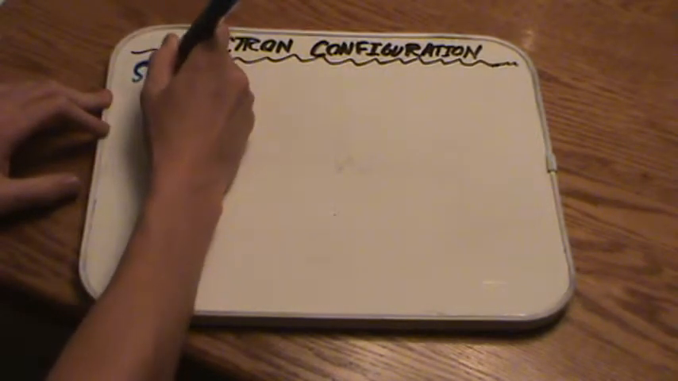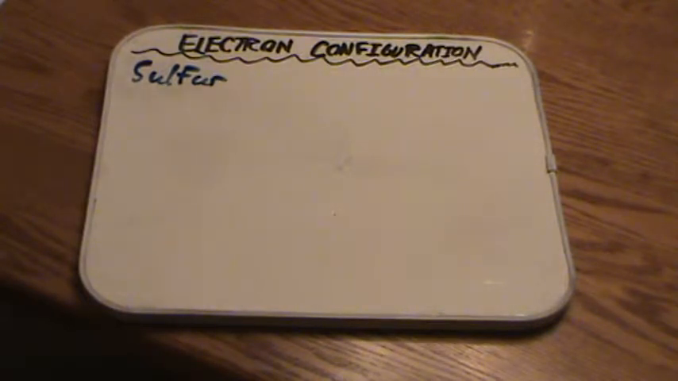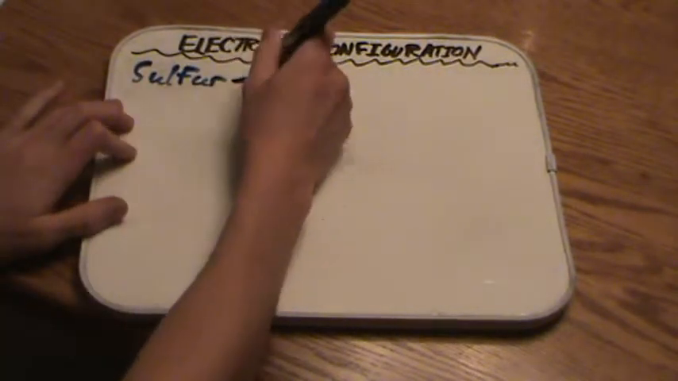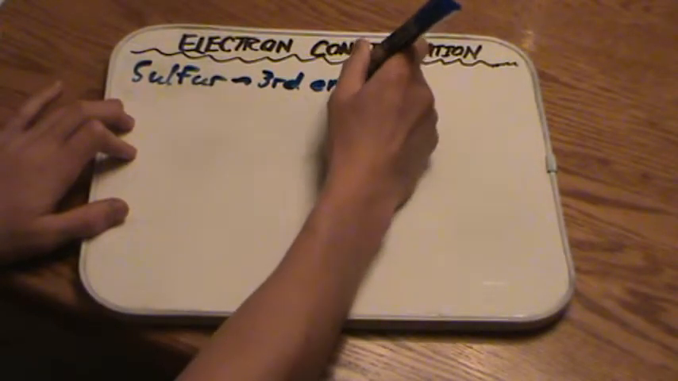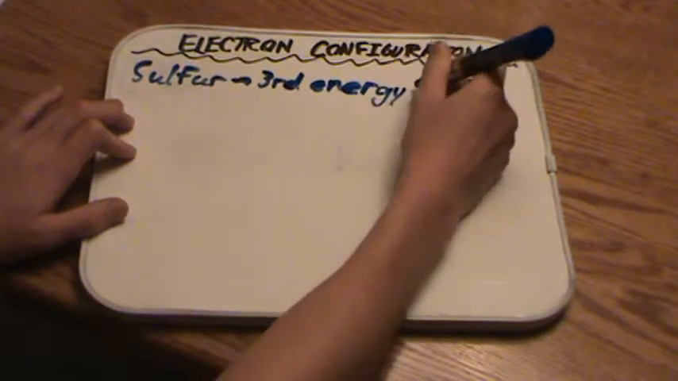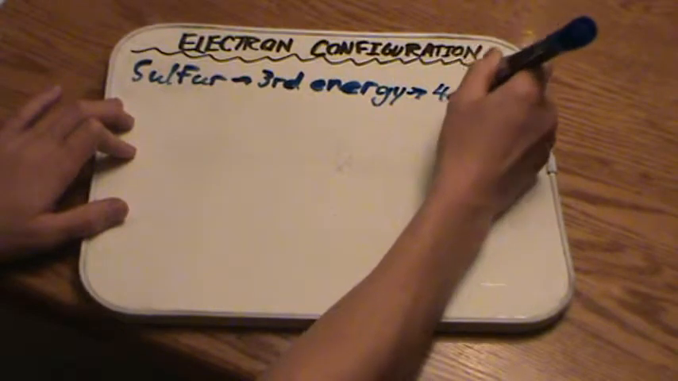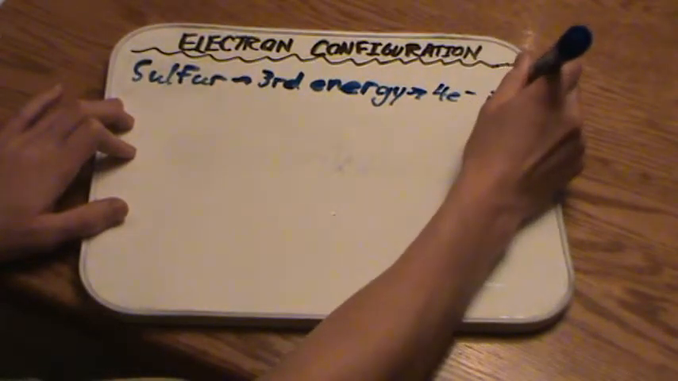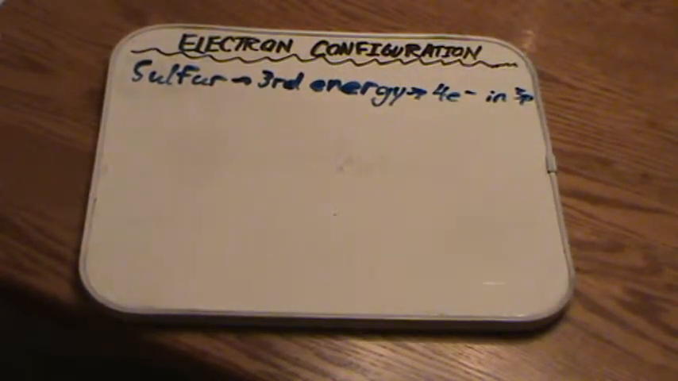Okay, so sulfur. It is located in the third energy level, and it looks like it has 4 electrons in its outermost P sublevel. 4 electrons in 3p.